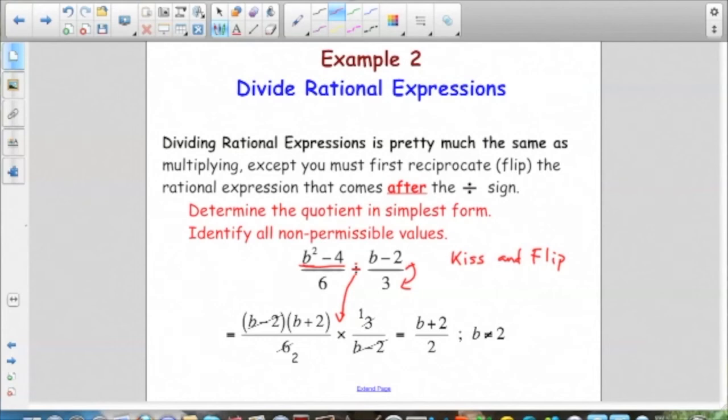B squared minus 4 factors to B minus 2, B plus 2. And nothing else can factor. Now it's cross out time. That and that cancel out. Then we have a 6 and a 3. That and that cancel out. So we get a 1 over a 2. And now we multiply that by that, which is B plus 2, and 2 is left over. So there is our simplified answer, and there is our restriction, or non-permissible. It comes from here, right? Non-permissible.